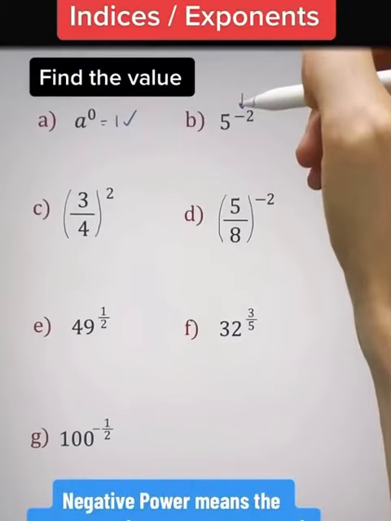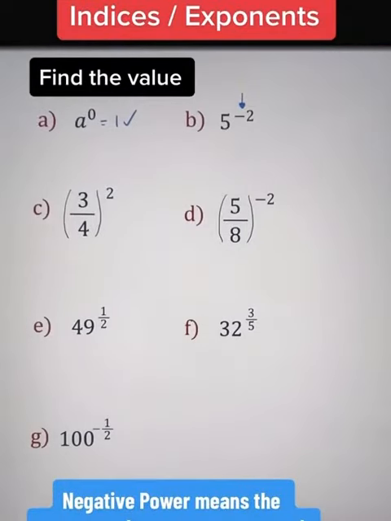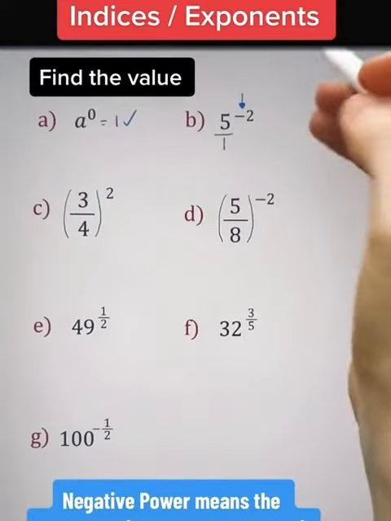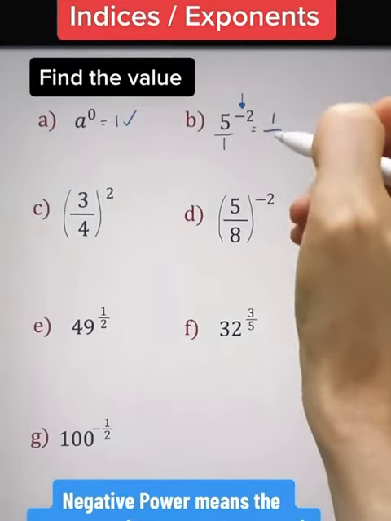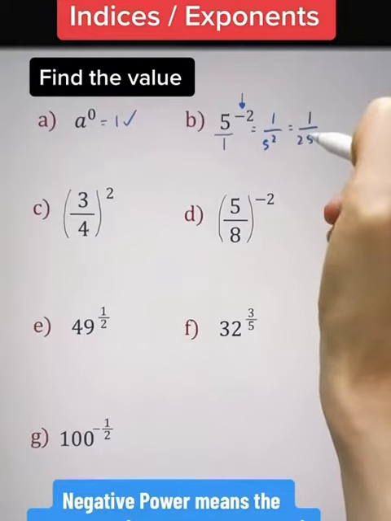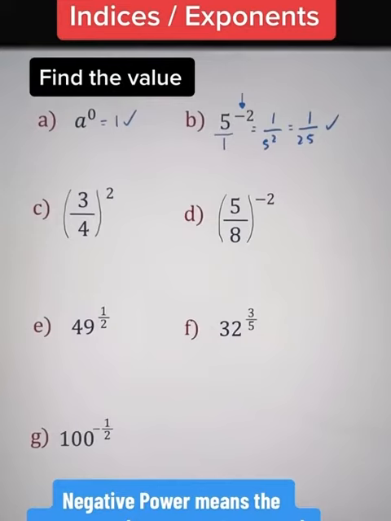Power means the reciprocal. In other words, to turn it upside down. If it's not already a fraction, we know that 5 is the same as 5 over 1. Hence, turning it upside down, that becomes 1 over 5 squared. 5 squared is 5 times 5, which is 25. Hence, 5 to the power negative 2 is equal to 1 over 25.